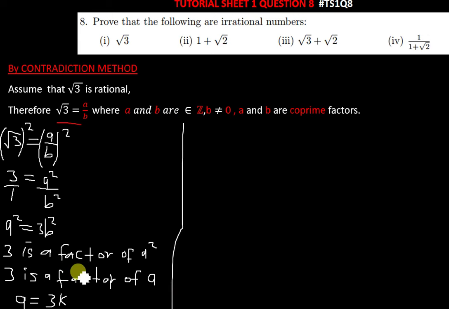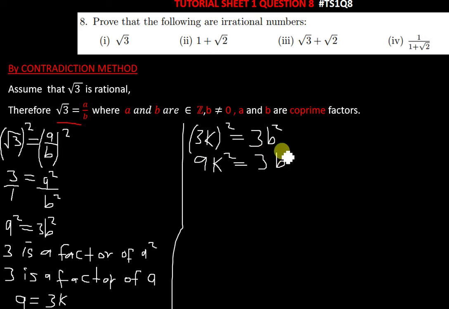So what does this imply? It implies that if a is equal to 3k, and I replace a with 3k where there's a squared, I'm going to have 3k squared being equal to 3b squared. When I simplify this, I'm going to have 9k squared being equal to 3b squared. And when you divide 3 into that 9, you are going to have b squared being equal to 3k squared.